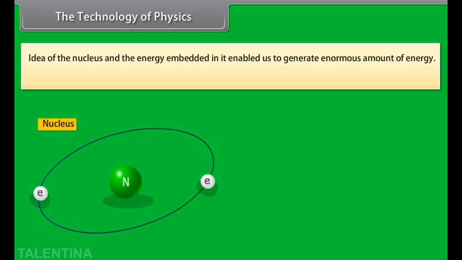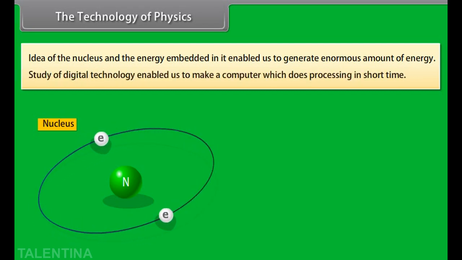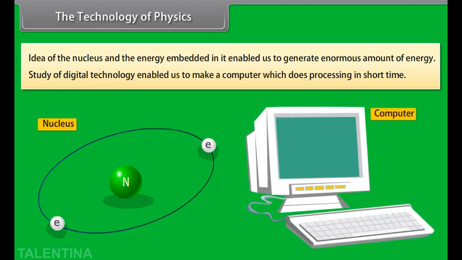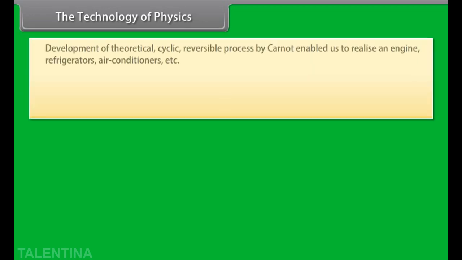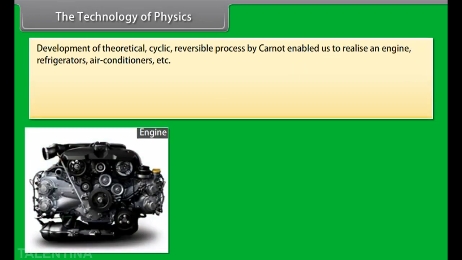The technology of physics. The idea of the nucleus and the energy embedded in it enabled us to generate enormous amounts of energy. Study of digital technology enabled us to make a computer which does processing in a short time. Development of the theoretical cyclic reversible process by Carnot enabled us to realize engines, refrigerators, air conditioners, etc.